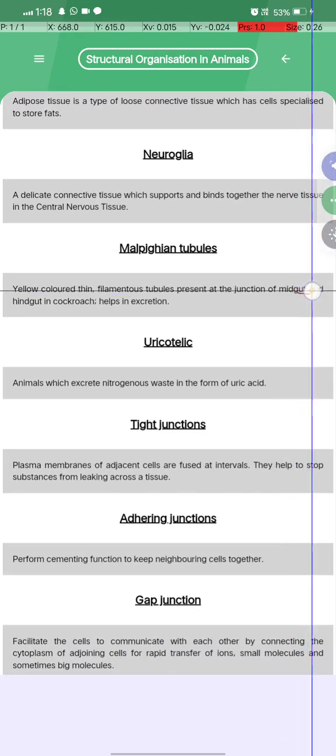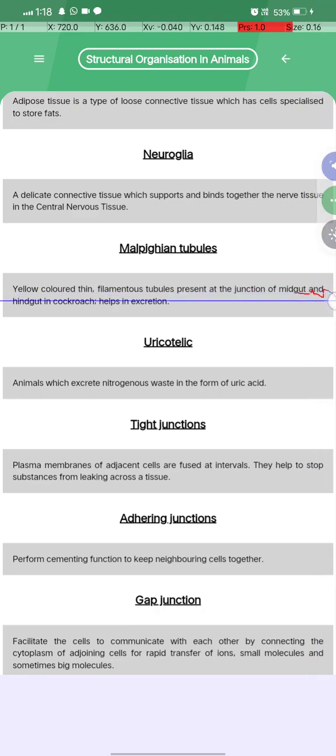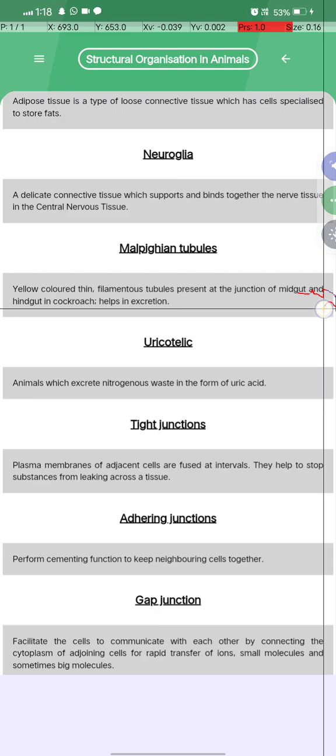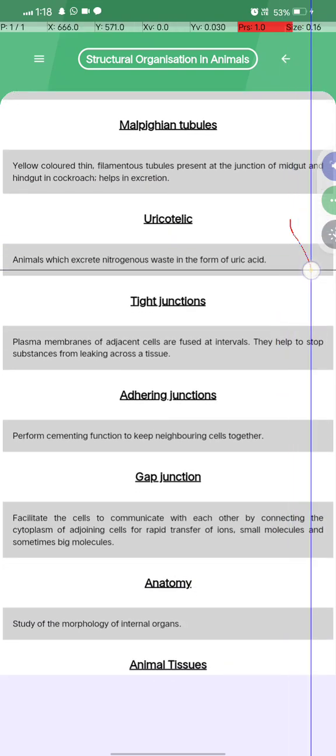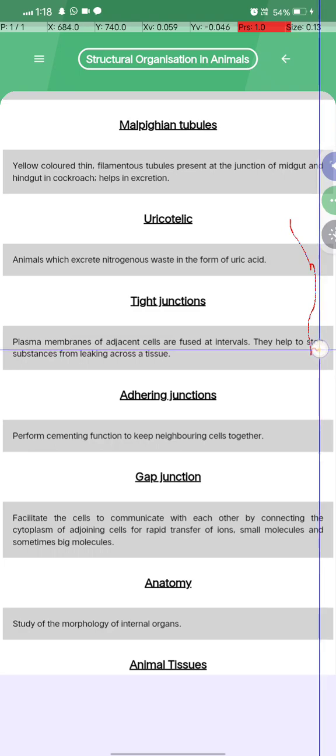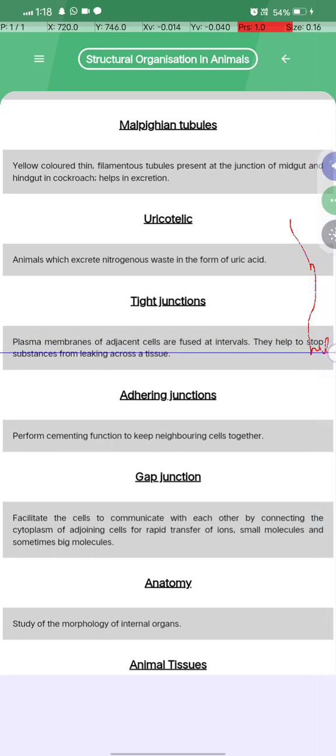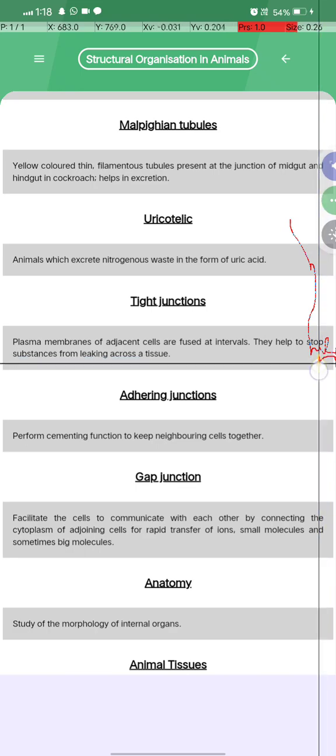Yellow colored thin filamentous tubules present at the junction of the midgut and hindgut in cockroach, and they help in excretion. Uricotelic animals excrete nitrogenous waste in the form of uric acid. Tight junction: the plasma membranes of adjacent cells are fused at intervals, and they help to stop substances from leaking across the tissue.